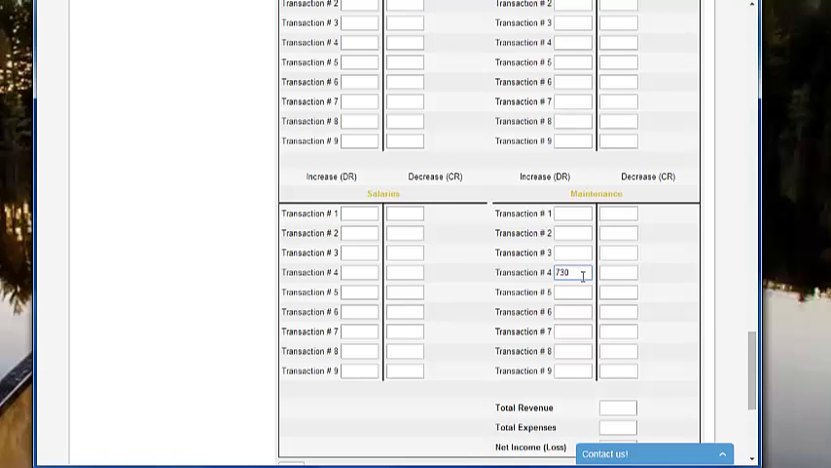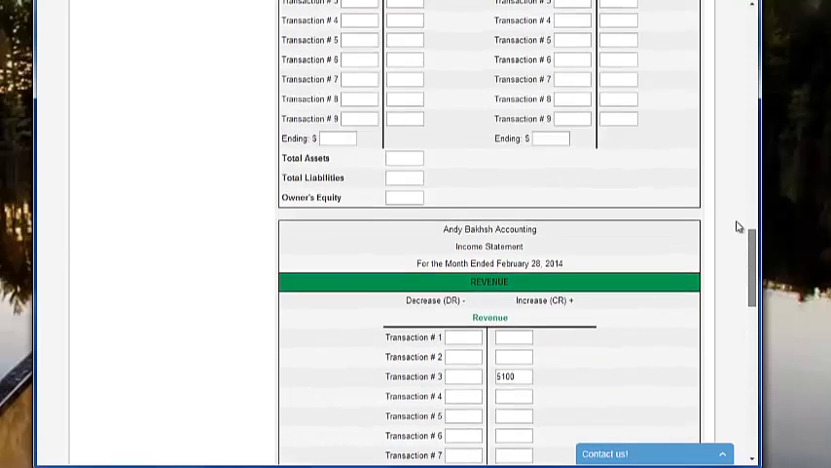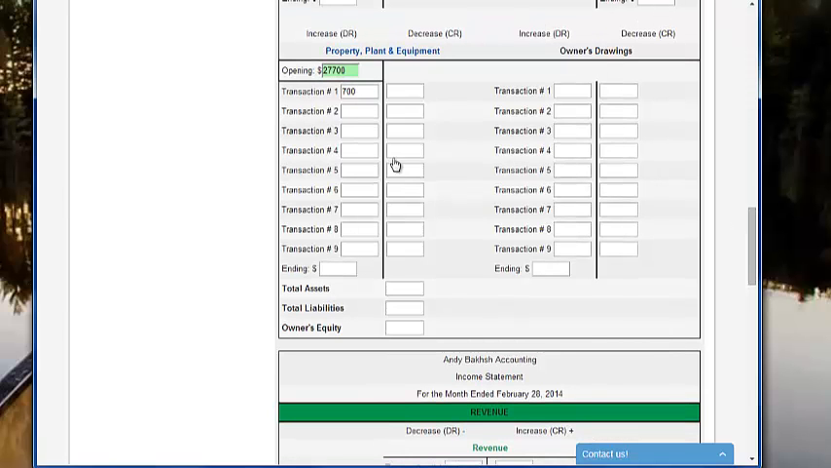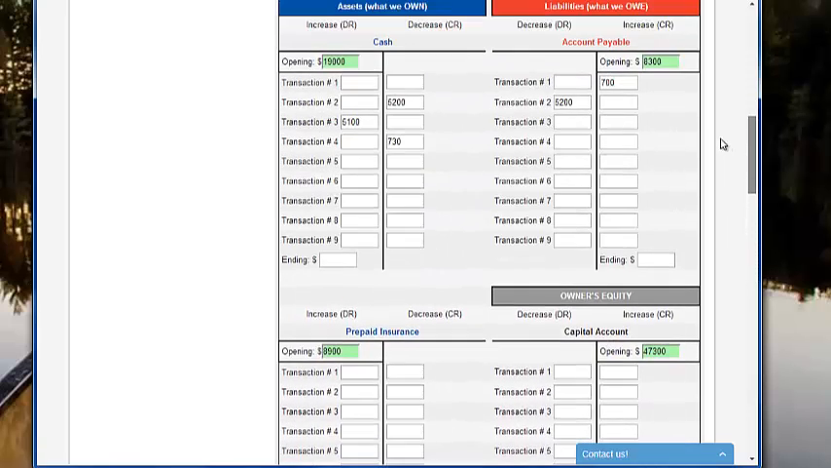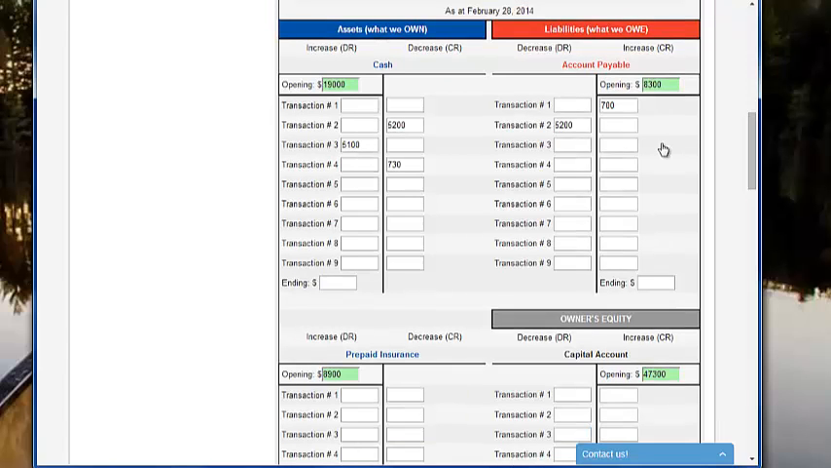Transaction 5, purchased a computer on account, $1,040. Well, that is an increase to an asset, property, plant, and equipment. So I'm going to debit or add to that account, $1,040. On account means we didn't pay for cash. So we are adding to what we owe a supplier. And for transaction 5, I will credit accounts payable for $1,040. So it's real important to get the transactions into the right boxes.